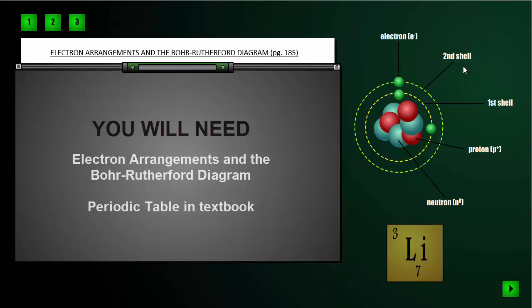For this video tutorial you're going to need a couple of things. First of all, you're going to need your textbook open to the periodic table at the back, and you'll also need the handout or printout, Electron Arrangements and the Bohr-Rutherford Diagram.